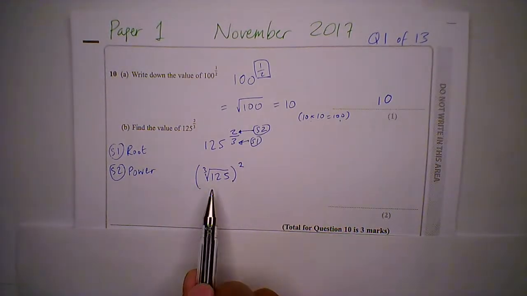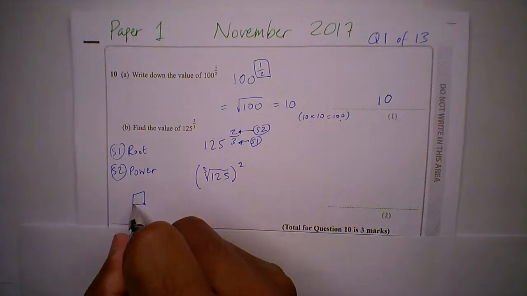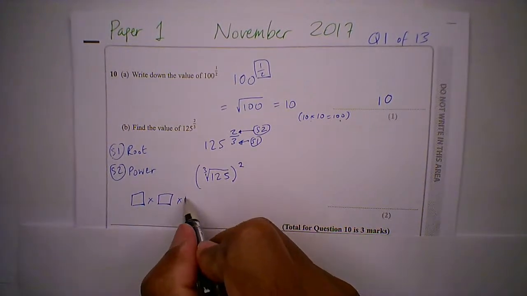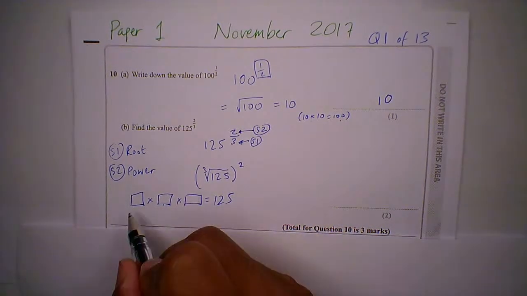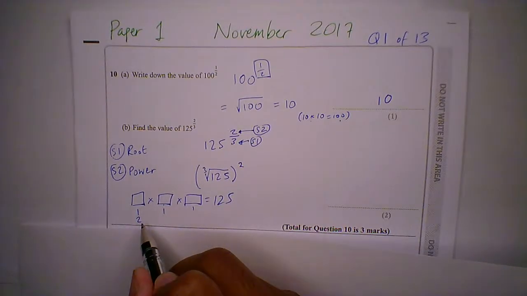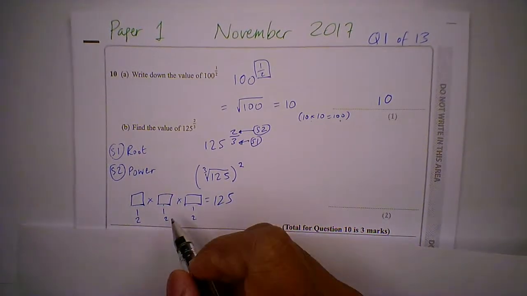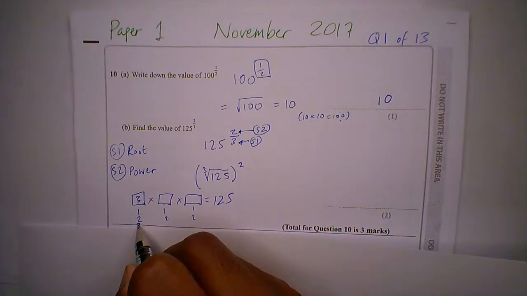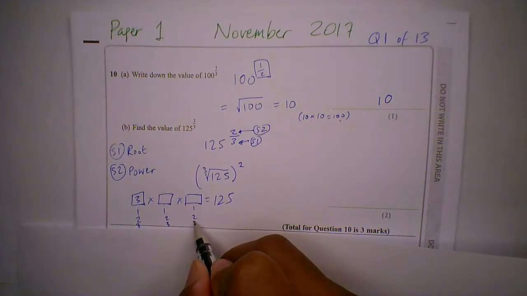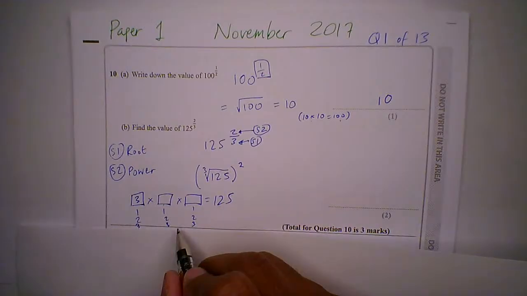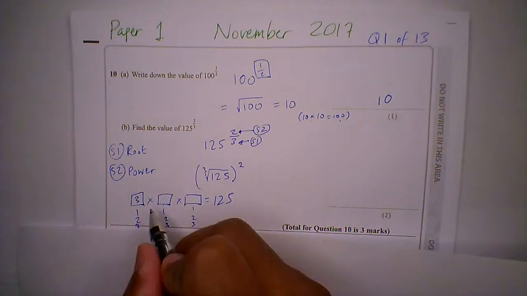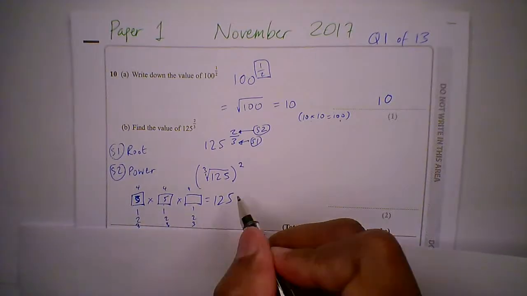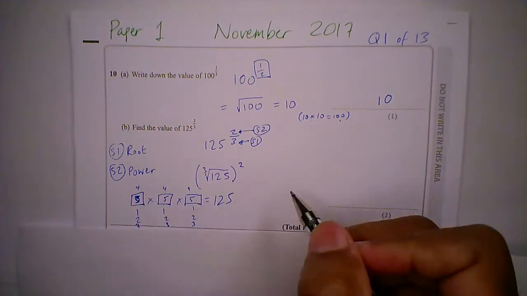So what number multiplied by itself 3 times gives me 125? Once, twice, 3 times gives me 125. 1 times 1 times 1 is not 125. 2 times 2 times 2 is not 125. 3 times 3 times 3 is not. 3 times 3 is 9, times 3 is 27. 4 times 4 times 4 is not. And then the last one is 5 times 5 is 25, times by 5 gives me 125.